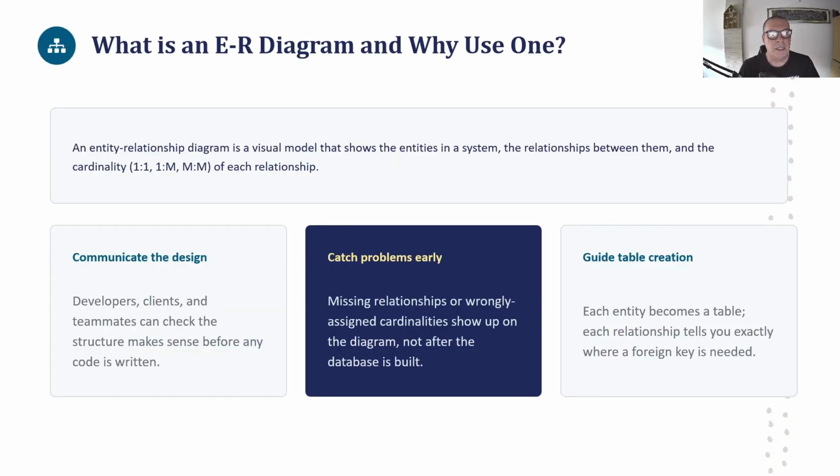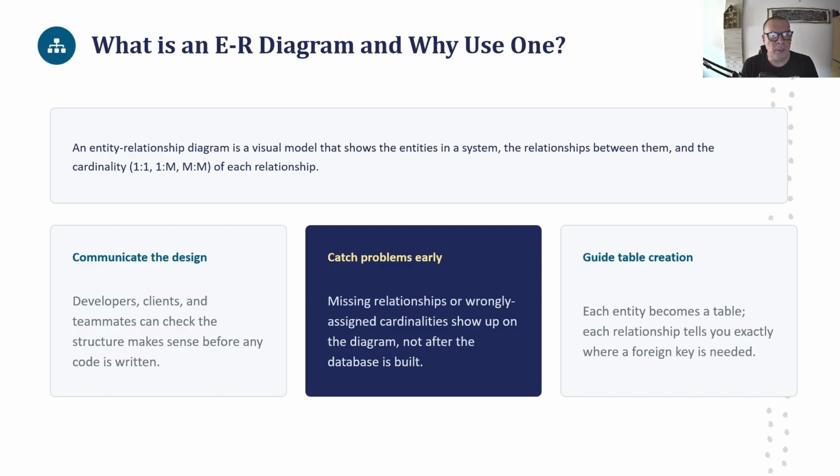So let's have a look at ER diagrams, or entity relationship diagrams, and why we use them. An entity relationship diagram is a visual model that shows the entities in the system and the relationships between them. It also shows the cardinality of the relationships, i.e. whether they're one-to-one, one-to-many, or many-to-many.